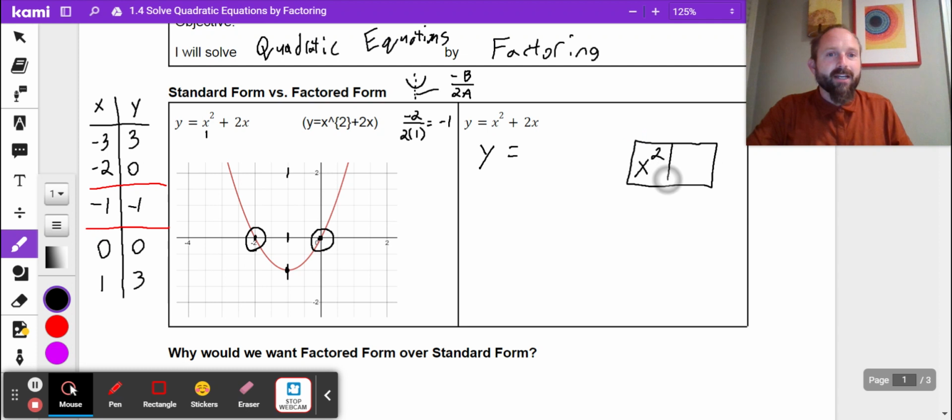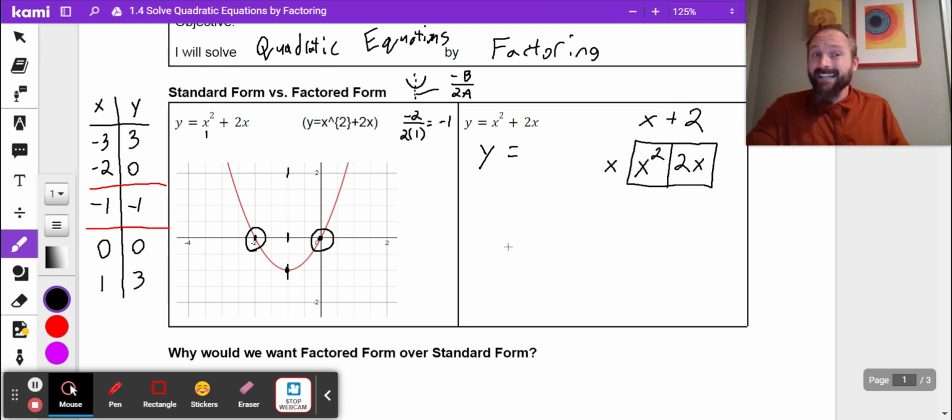So this is what I have. I have x squared, I have 2x. Well, what do these things have in common right here? Well, an x. So I'm going to write x. So now we just have to think, what goes on top? What times x equals 2x? 2. Sorry, British people. And what times x equals x squared? Well, it's going to be x.